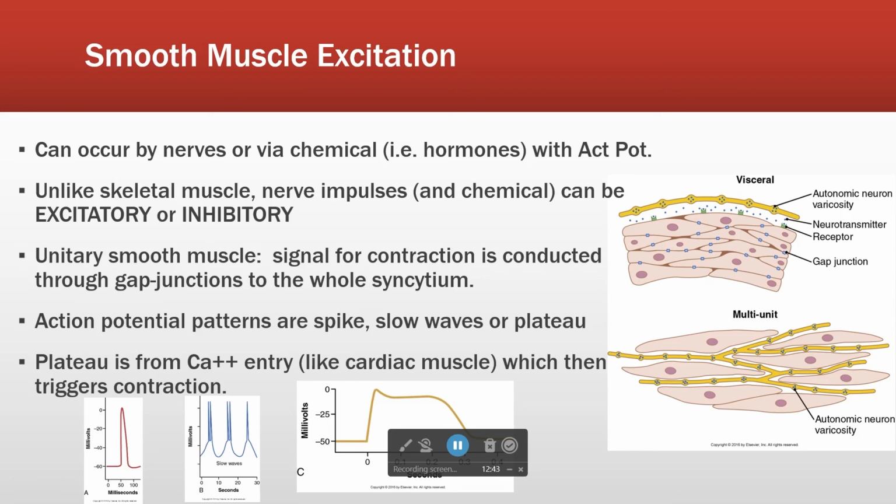Now, how that signal is transmitted from smooth muscle cell to smooth muscle cell differs between our two different types of smooth muscle. In unitary smooth muscle, remember I said that was by far the most common type, right? Unitary smooth muscle. The cells, the individual smooth muscle cells, are connected to each other with what's called a gap junction. Okay, so what is a gap junction? Well, let's say we have cell A and cell B, right? A gap junction is a protein that makes a kind of tube that connects A and B, right?